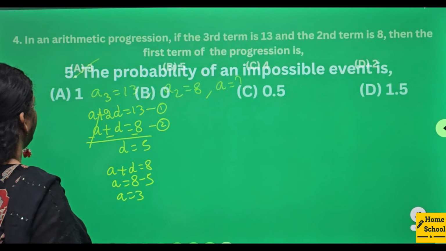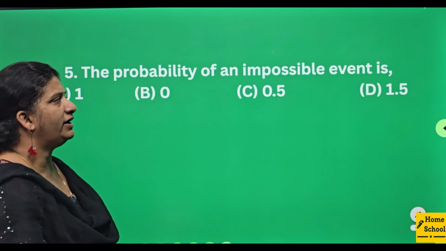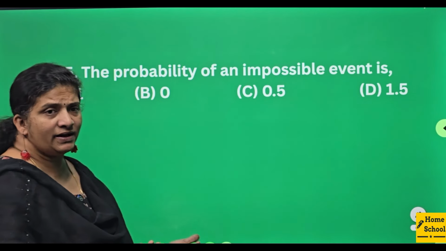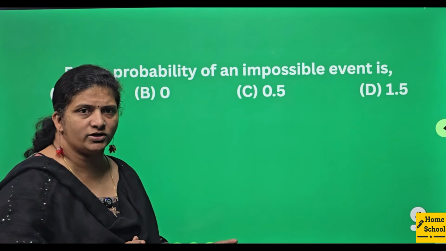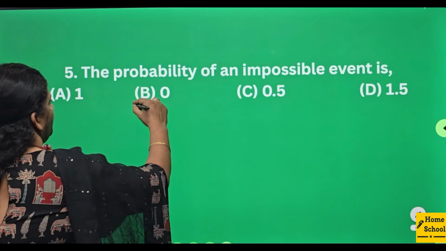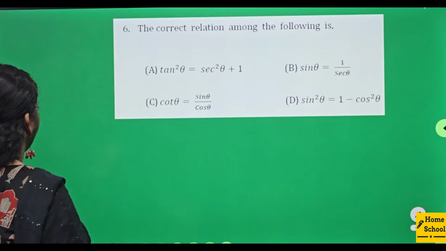Option A. Fifth one, the probability of an impossible event. Impossible event, the event is not possible. Therefore, the answer is 0. Option B, 0.